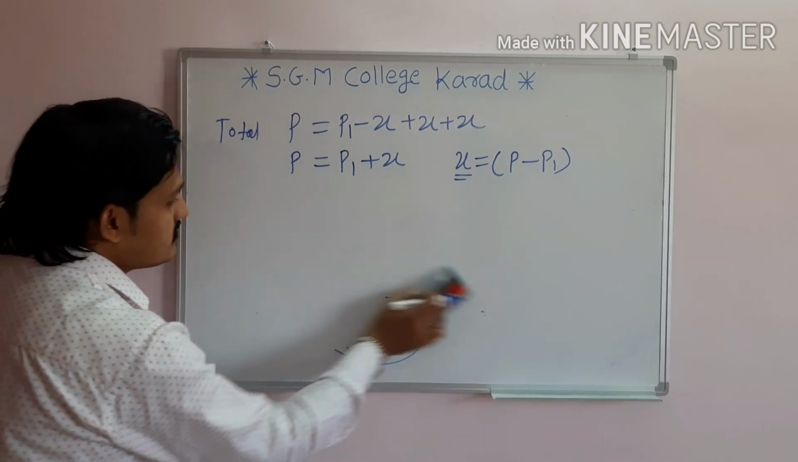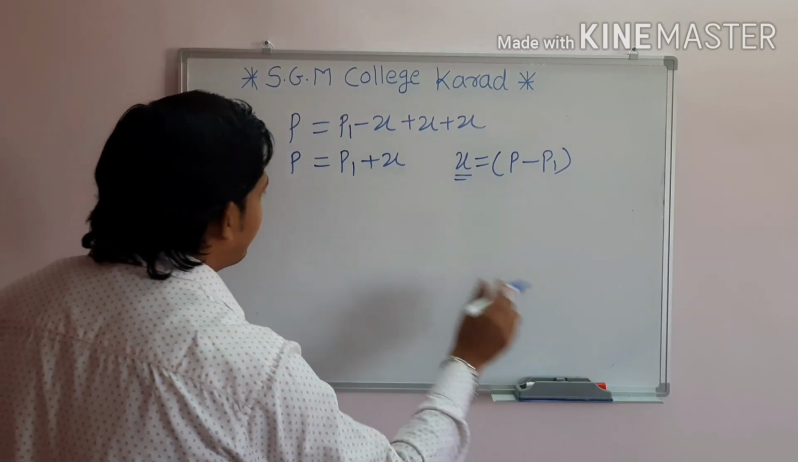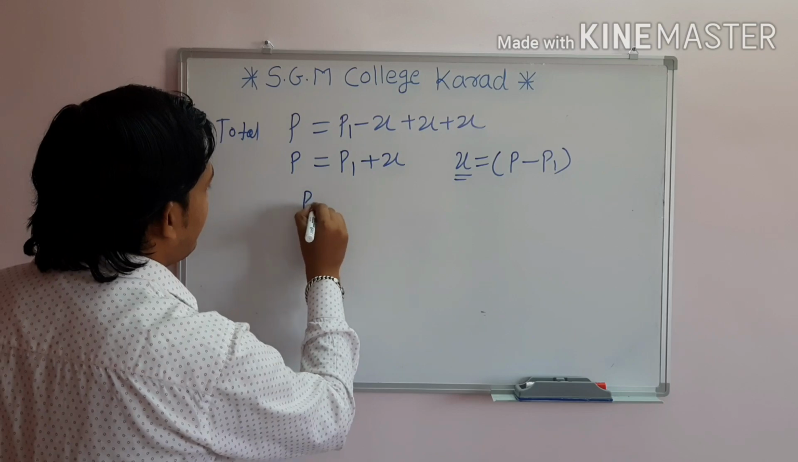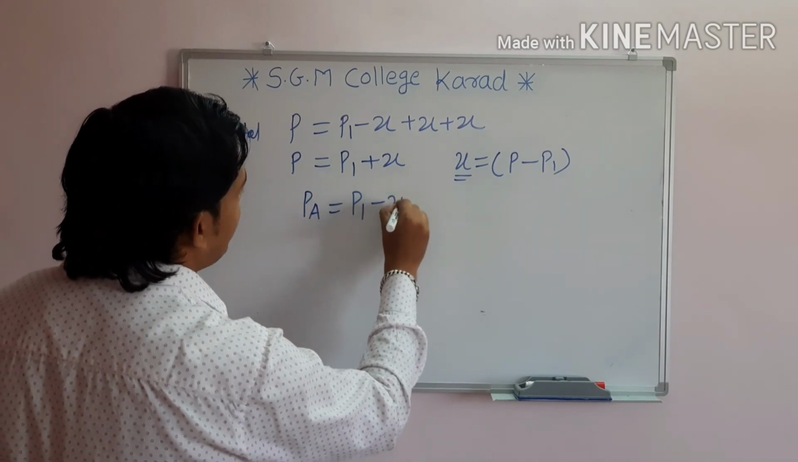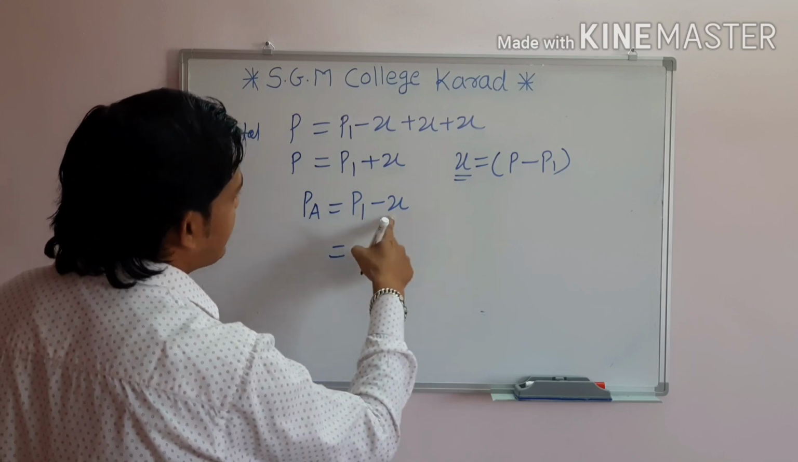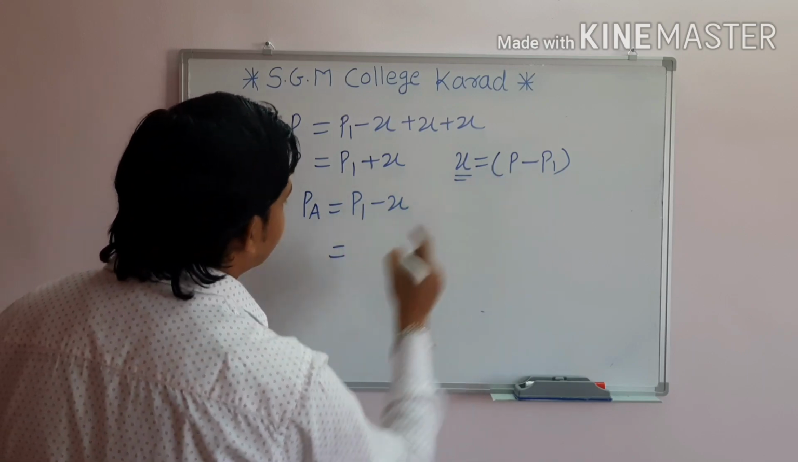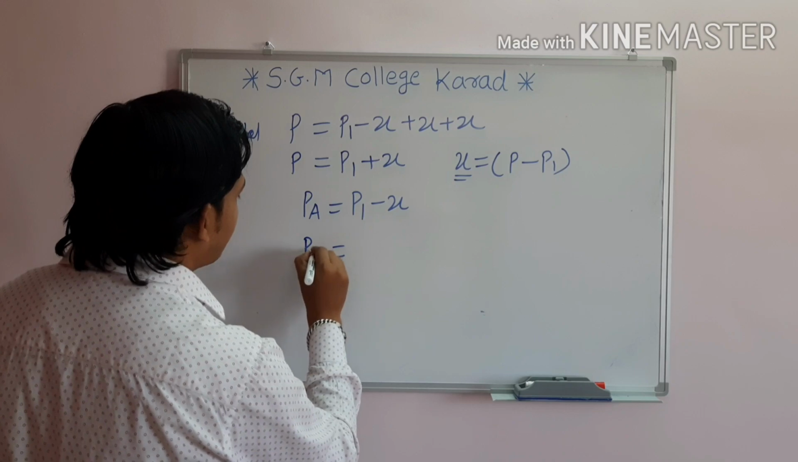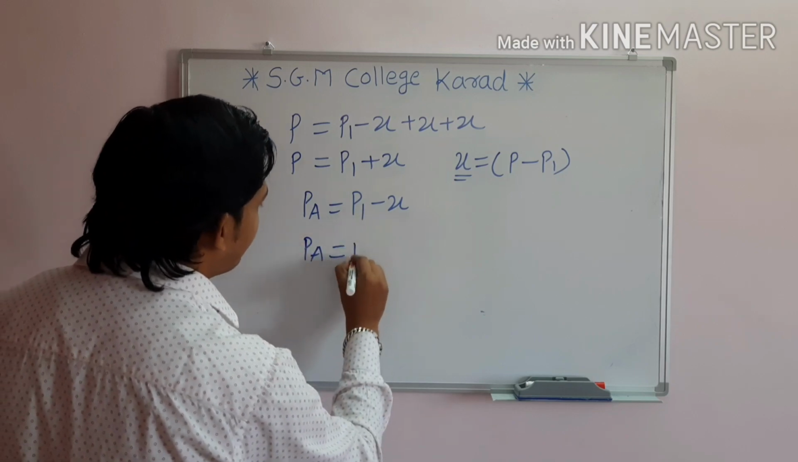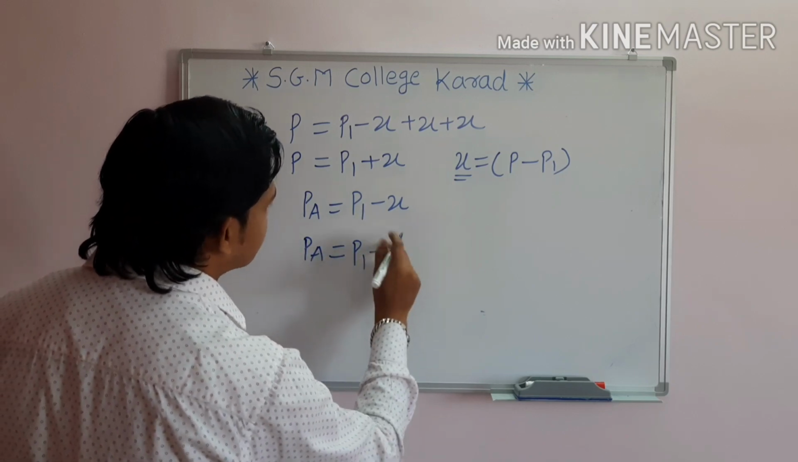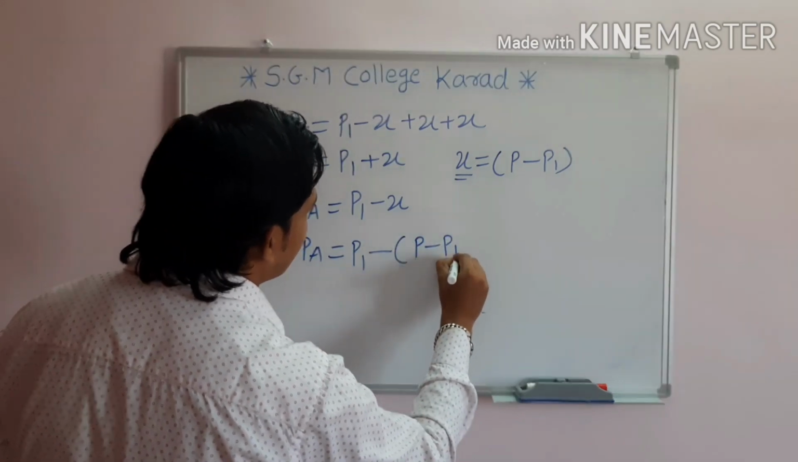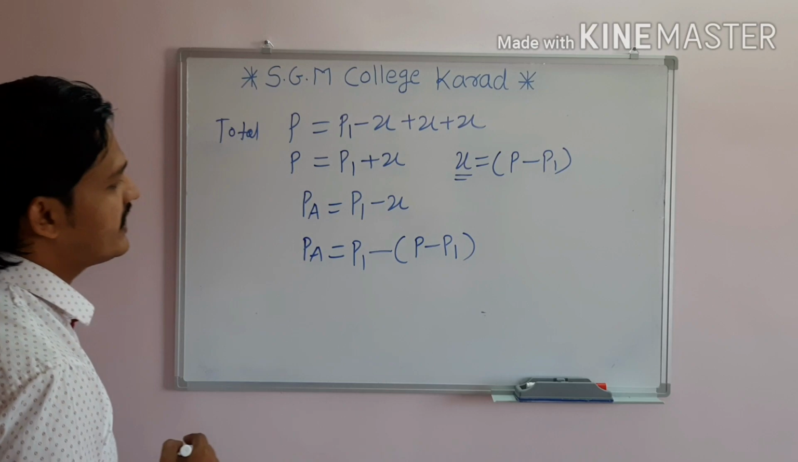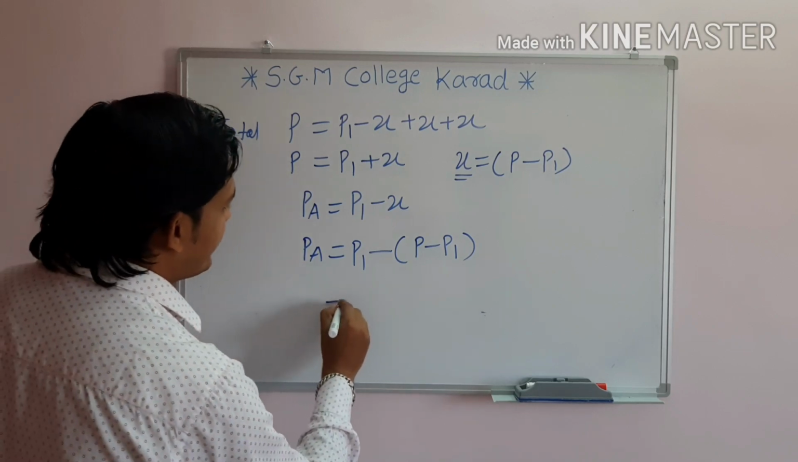So what is our formula? PA is equal to P1 minus x. What is the value of x? X is P minus P1. So PA is equal to P1, I am writing here as it is, minus what is the value of x? X means P minus P1. Okay, so calculate it.